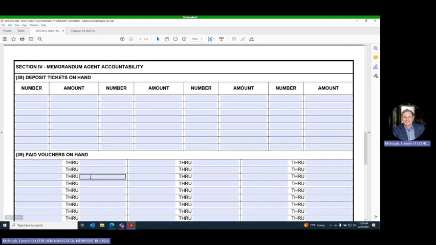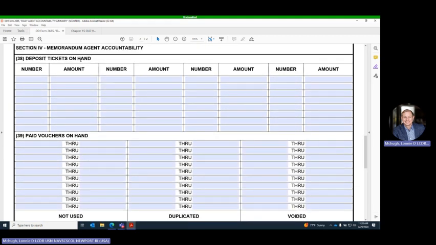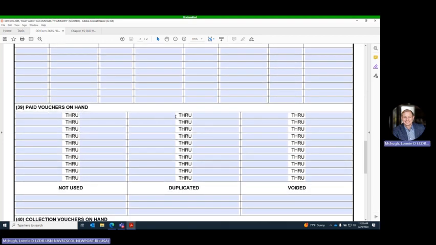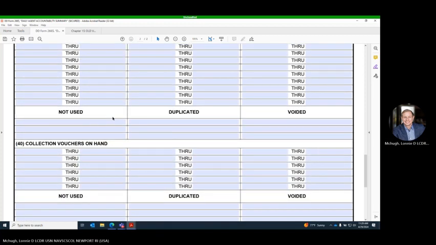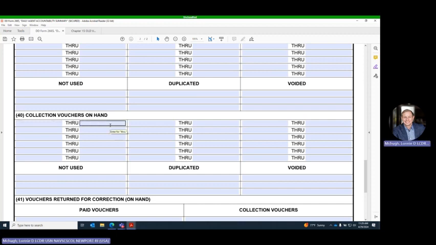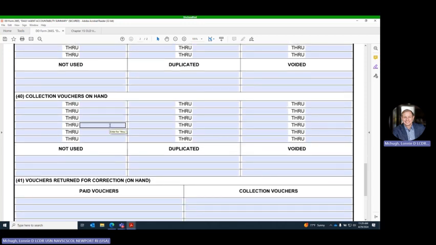Section 4 is a detail of all your transactions. So deposit tickets that you've done, and that will explain each one of those, and that will allow the dispersing officer to audit. Paid vouchers will describe all the vouchers that were paid, and then you will have the logs and ledgers to back this up, and that will be used again by the dispersing officer to audit. Collection vouchers and collection voucher logs will be annotated here, and again, that is what the dispersing officer will use to audit this form.